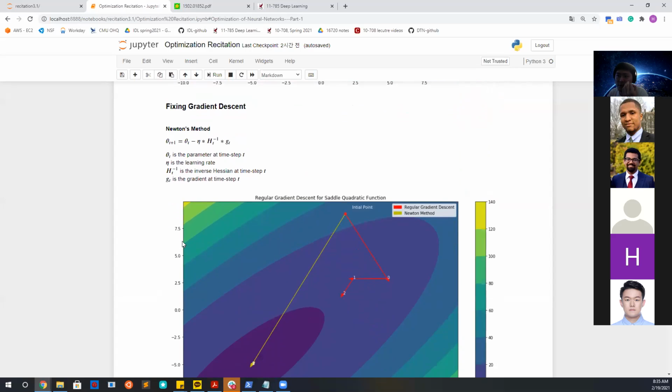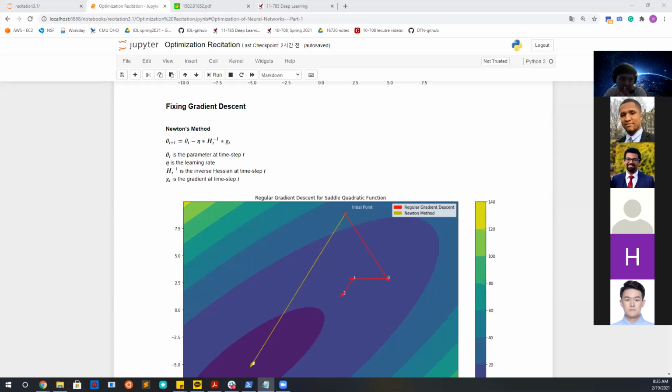So the first method for fixing gradient descent is Newton's method. The intuition comes from this: gradient descent can be considered as, on the loss surface, locally finding the first order approximation, which is the gradient of the loss surface. You're finding the direction of the largest decrease, and that's why it's just a simple gradient.